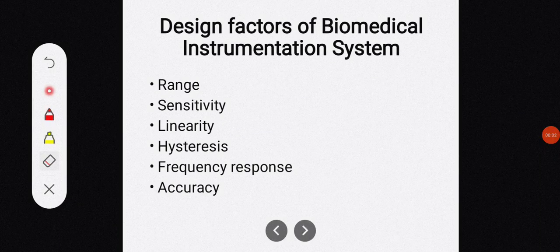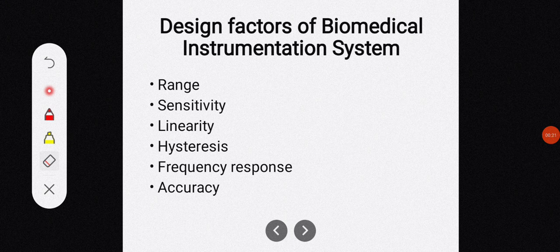Hello students, in my previous lecture I discussed the various components of the man instrument system. I introduced you to the man instrument system. I told you why we need the man instrument system, and I discussed its various components.